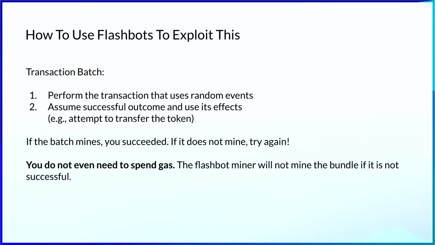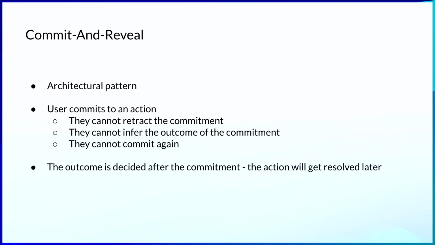There's no transaction that failed on-chain. So this game mechanic was actually broken from the very beginning, and all the people playing this game didn't have to pay any kind of taxes or GPs or anything like that. So this is how you would be using Flashbots to exploit randomness that resolves immediately.